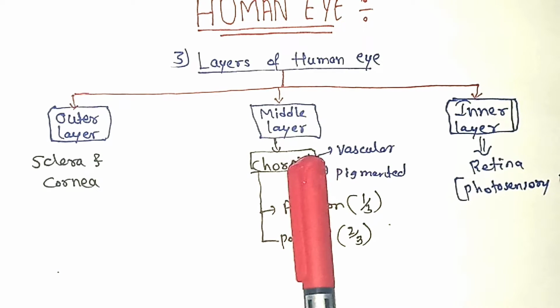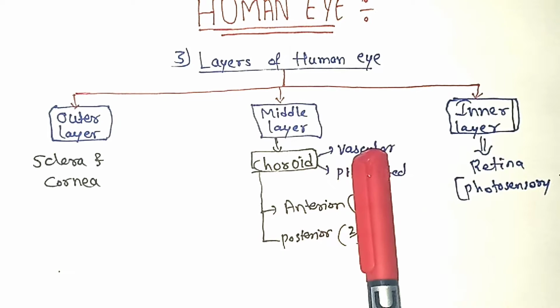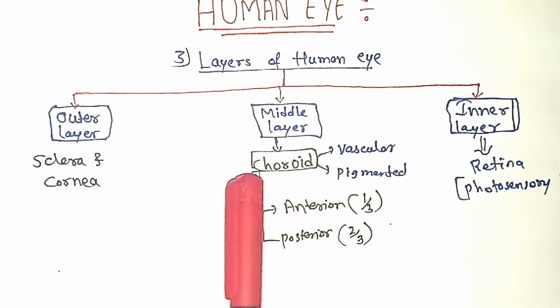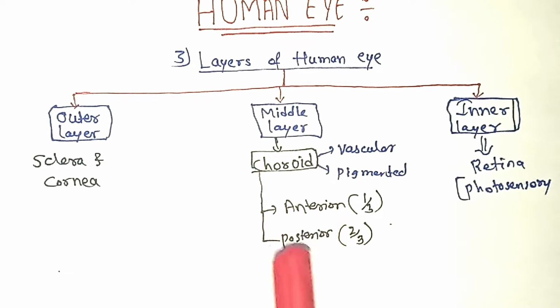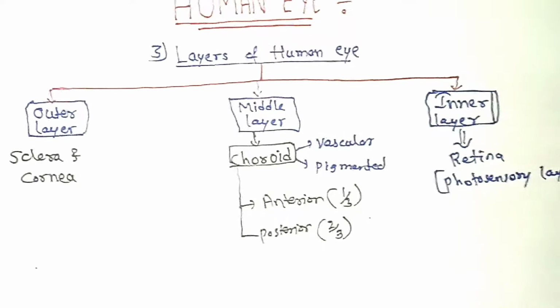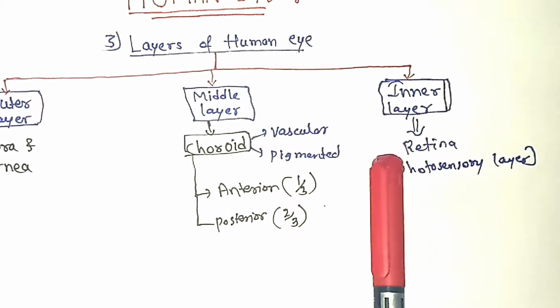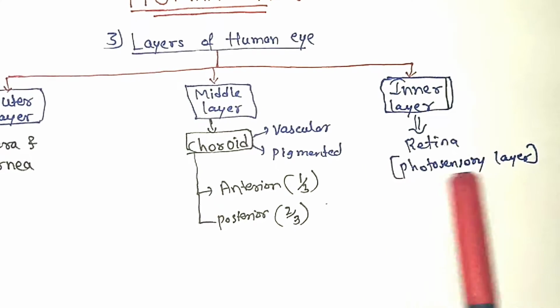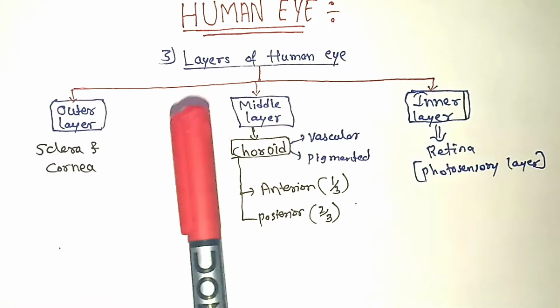It is vascular and pigmented. Vascular means blood vessels are present, and the choroid is divided into two parts, anterior and posterior. Anterior is one third and posterior is two third of the eye. Now the inner layer is the photosensory layer. The inner layer is the retina, and it is the photosensory layer. So these are the three layers of the human eye.